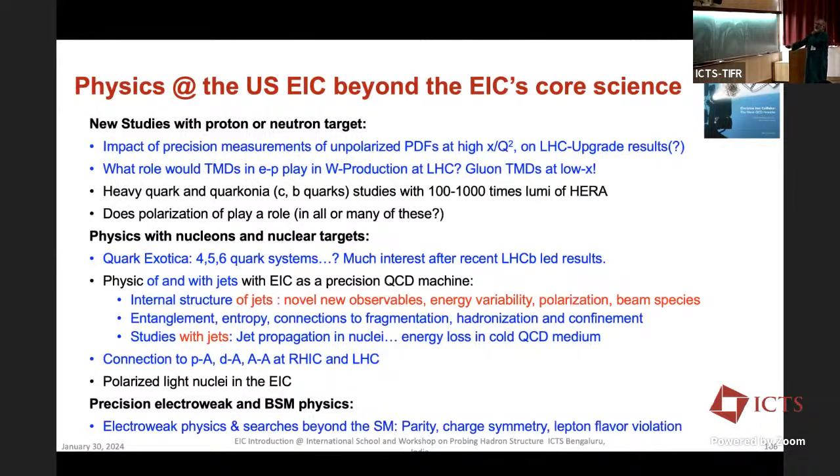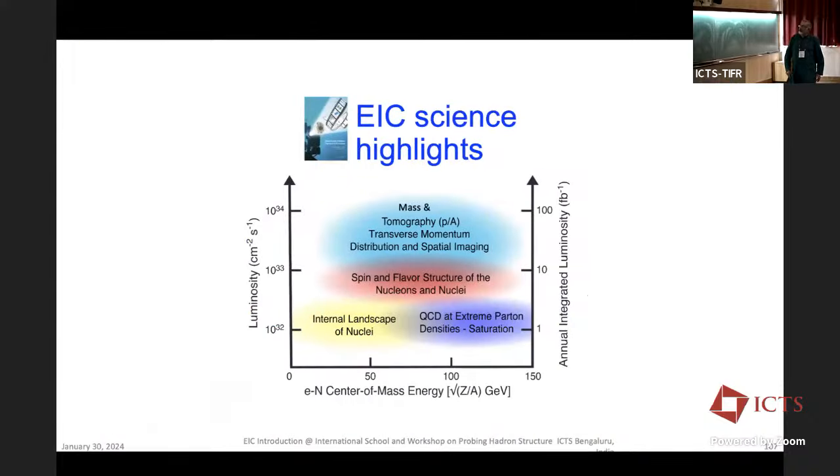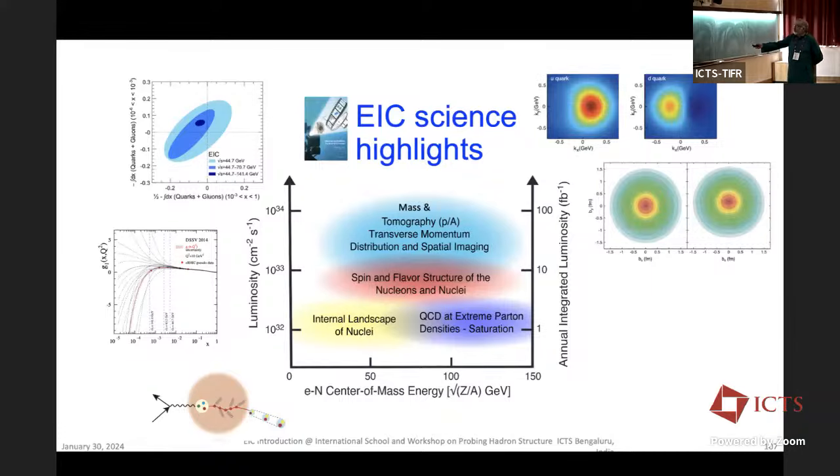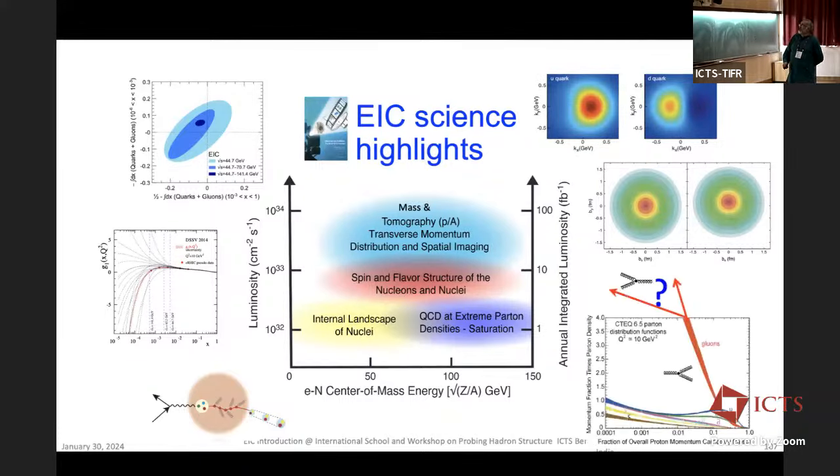And then there are also electroweak and beyond-the-standard-model searches, which I will not get time at all to talk about. So let me summarize everything now. On the x-axis is the center of mass energy. On the y-axis is the luminosity that I mentioned before, from 10 to the 32 to 34. And this is the integrated luminosity in the years of operation. And these are generally the blobs of science, regions where the physics that we have mentioned comes into play. As soon as we reach those, plots start coming out.